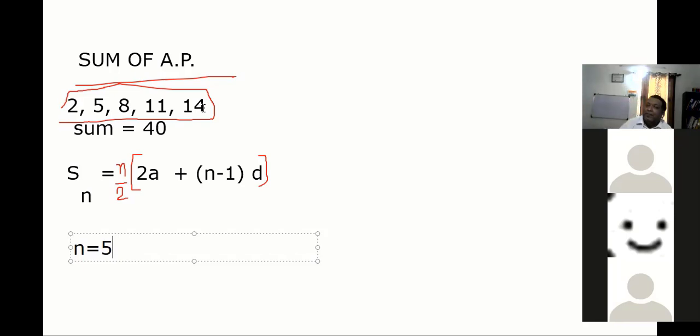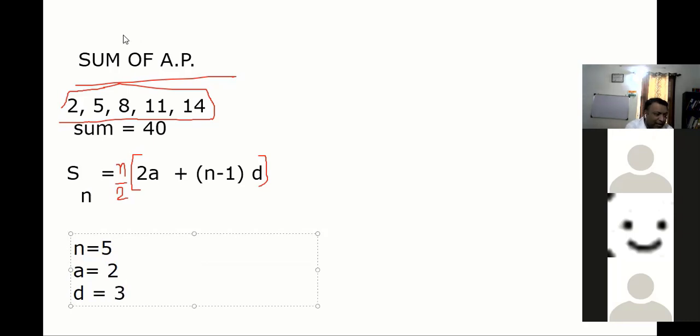n is the nth term, whatever n can be. If you put n equal to 1, it becomes the first term. So in this case, n equal to 5, a is equal to 2, the first term is 2, and the common difference is 5 minus 2, which is 3.